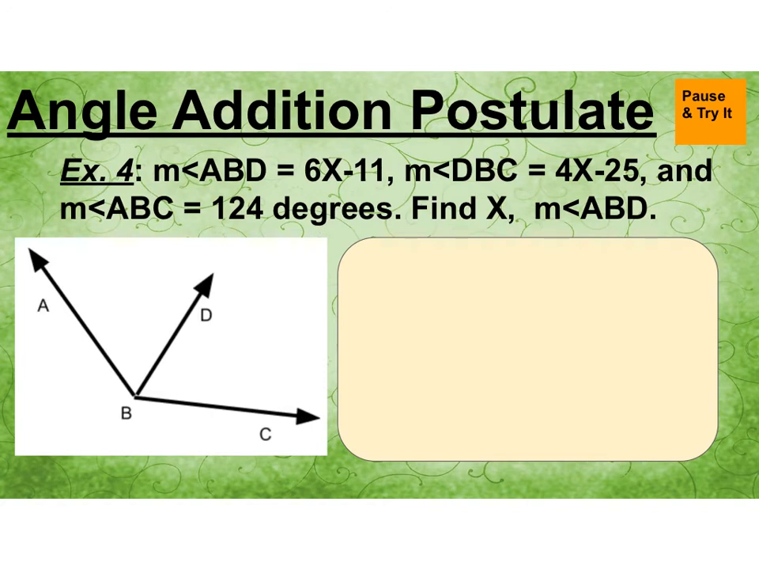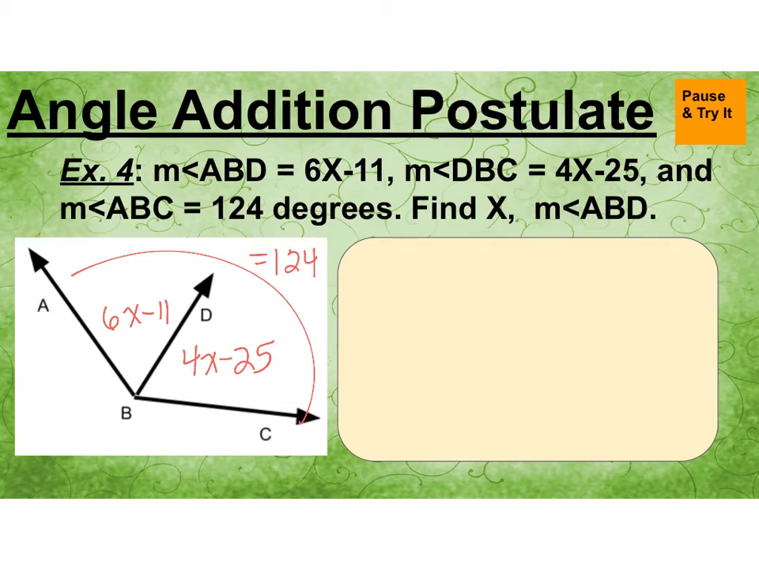I'm going to read this one and then I'll ask you to pause and try it. Here we have the measure of angle ABD as 6X minus 11, the measure of angle DBC, 4X minus 25, and the big angle ABC is 124. I'd like you to find X and the measure of angle ABD. Pause it and give it a try. I'm going to label my angle so I can see it in my picture. The whole big angle equals 124.